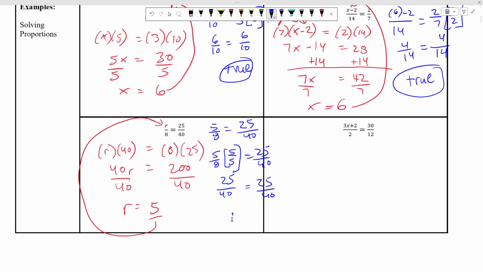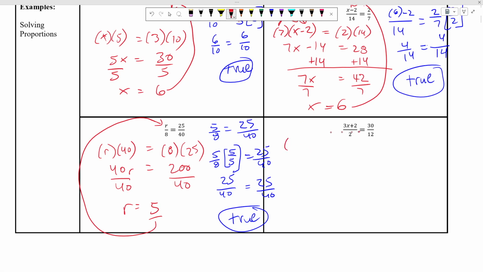Oh yes, guys, it is true. They're equivalent. Thus, r is indeed 5. It is the value which makes these two ratios equivalent. Let's try one more here. I think we're starting to get comfortable, starting to get a feel for this stuff, and it's exciting to be able to say.